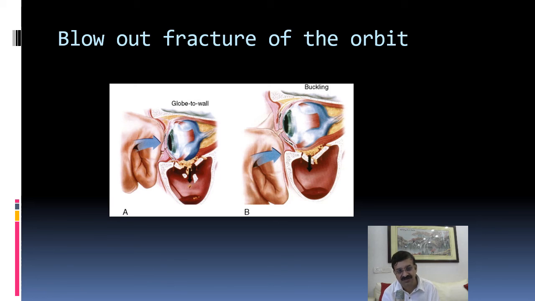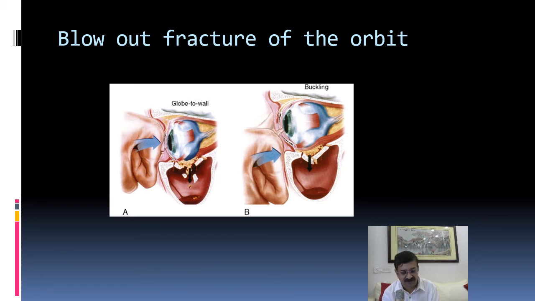And once it causes the compression of the globe, the orbit, being a rigid place, will try to find a way out to dissipate the compression. Now the area which is the weakest in the orbit usually gives way, and through this the compressing force is relieved, and this results in a blowout fracture. So which is the weakest? It is usually the floor, followed by the medial wall of the orbit.